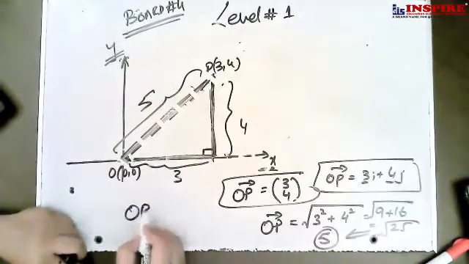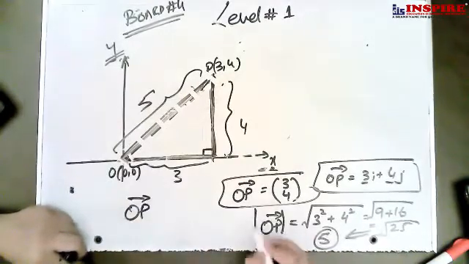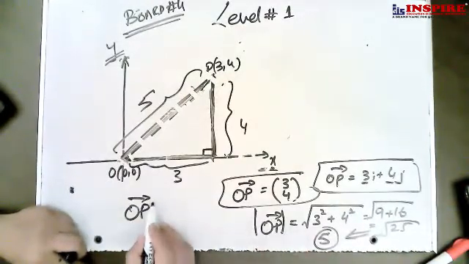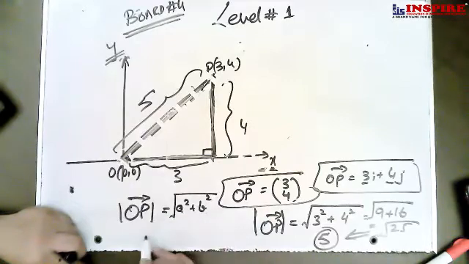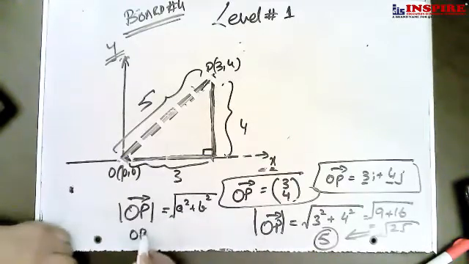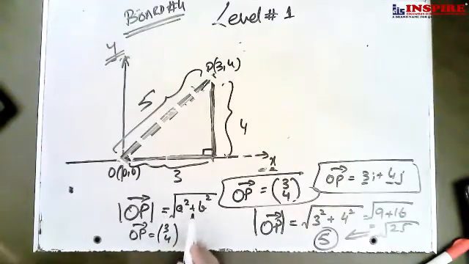So the magnitude of OP, to be written like this, is equal to the root of A squared plus B squared. OP is given as 3 and 4. The magnitude of OP will be the root of 3 squared plus 4 squared.